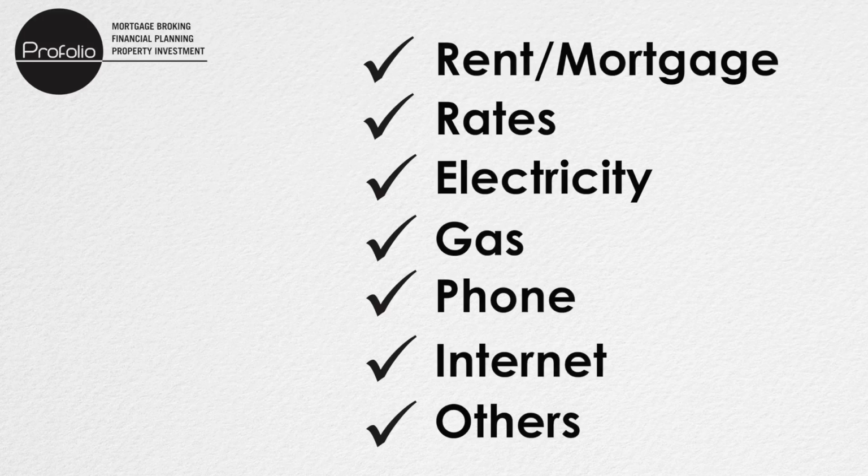Some bills you might not be able to do this with, like your car rego and insurance, but that's okay. Leave that money to build up in your expenses account so it's there when the bill comes in for you to pay. The next account is your spending account, where you have 30% of your money going into.